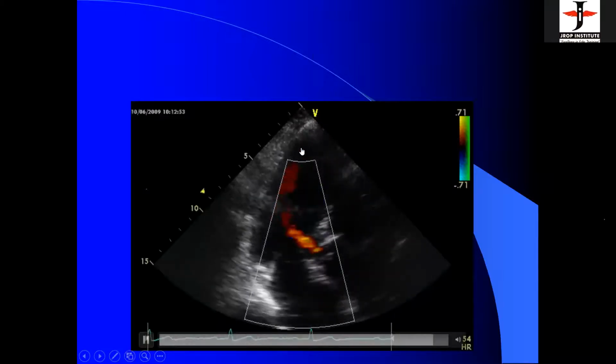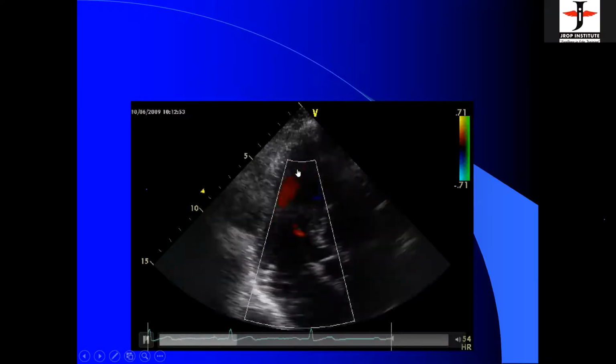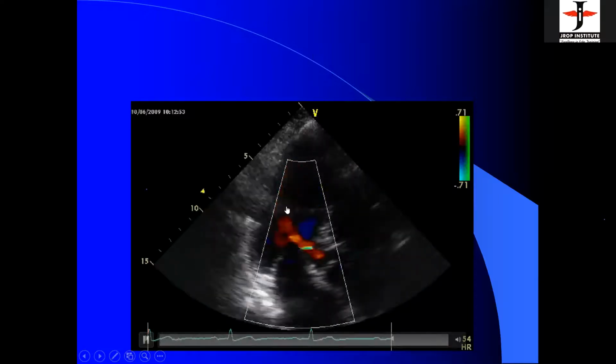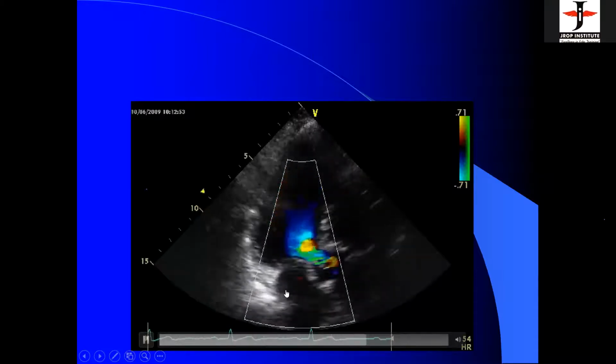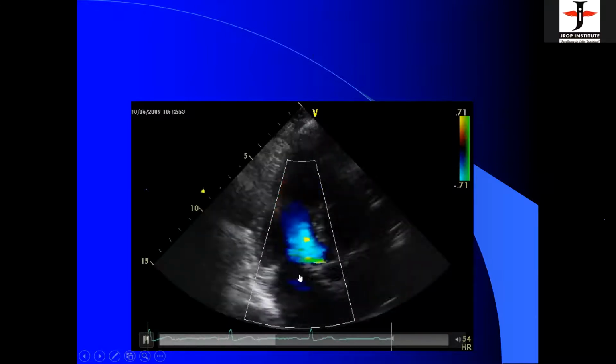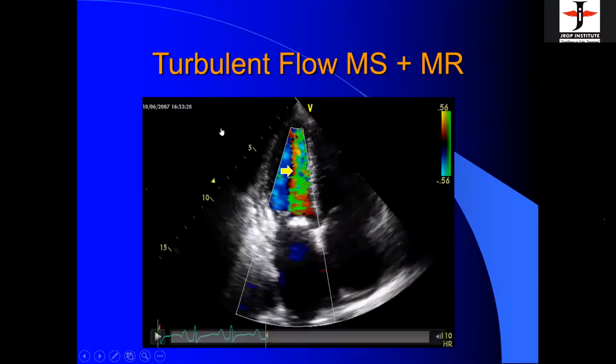This is the normal flow going from the mitral to the left ventricle, which is a uniform smooth color of red and blue. And you see, this is a turbulent flow. This is the mitral valve, and there is a turbulent flow, which immediately tells us the patient has got mitral stenosis. Because the flow is going towards the transducer, besides these multiple turbulent flows of a greenish blue color, the outer color is always red.